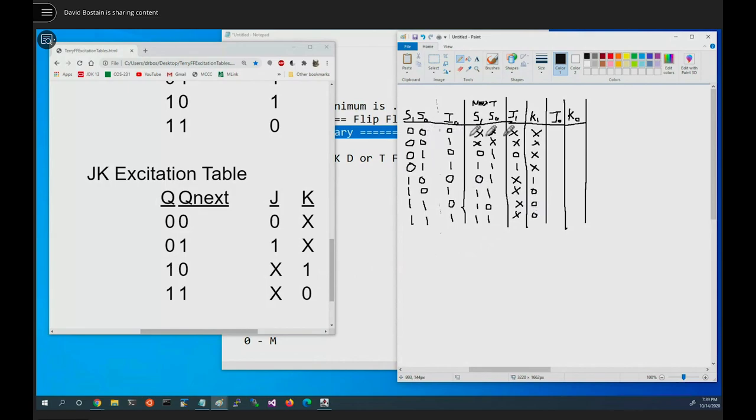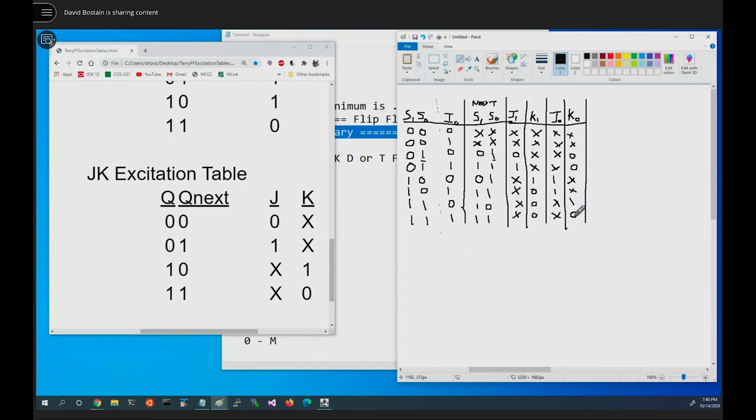Now we have to do it for the other state bit. Again, these will be don't care states. We want to go from 1 to 1. That's X and 0. 1 to 1 is an X and 0 again. We want to go from 0 to 1, which is a 1 and an X. Again from 0 to 1, a 1 and an X. We're going to go from 1 to 0, which is X and a 1. And finally, we want to go from a 1 to a 1, which is an X and a 0.